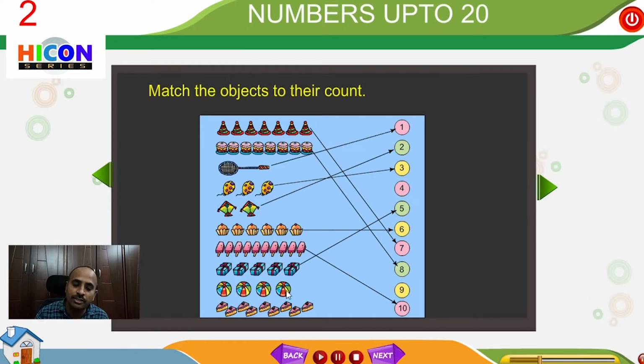So we have to match these balls with the number 4. So let us find where the number 4 is on the right side. Yes, this is the number 4. So match the balls with the number 4 because there are 4 balls in the set.